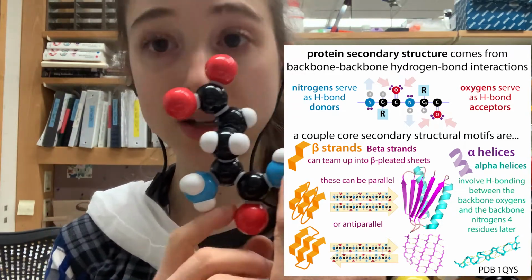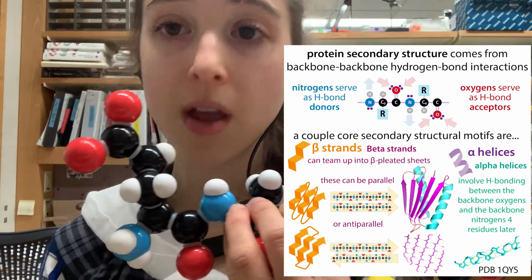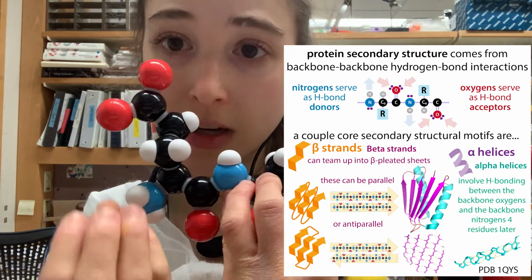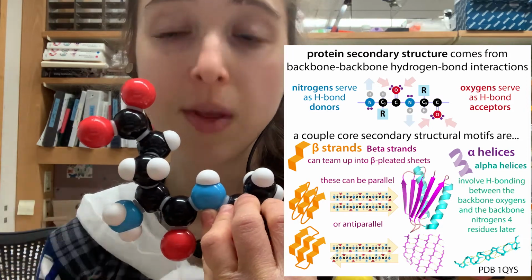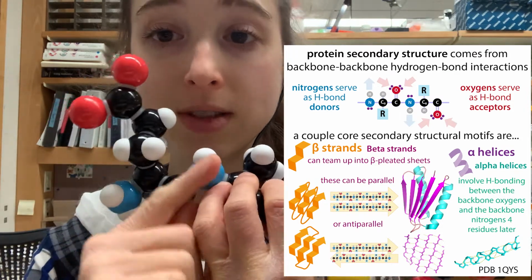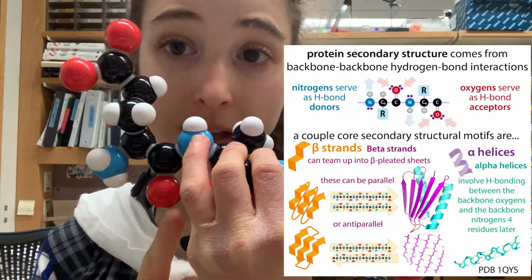This is going to make the oxygen partly negatively charged. What about the hydrogen? When you have a hydrogen bound to a nitrogen, the nitrogen is going to be hugging the electrons. This makes the nitrogen partly negative, the hydrogen partly positive. You have something that's partly positive, you have something that's partly negative.